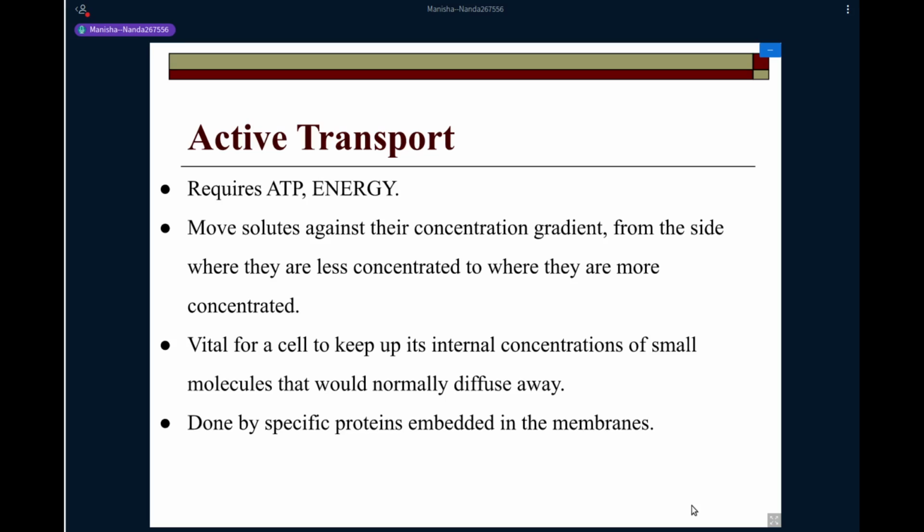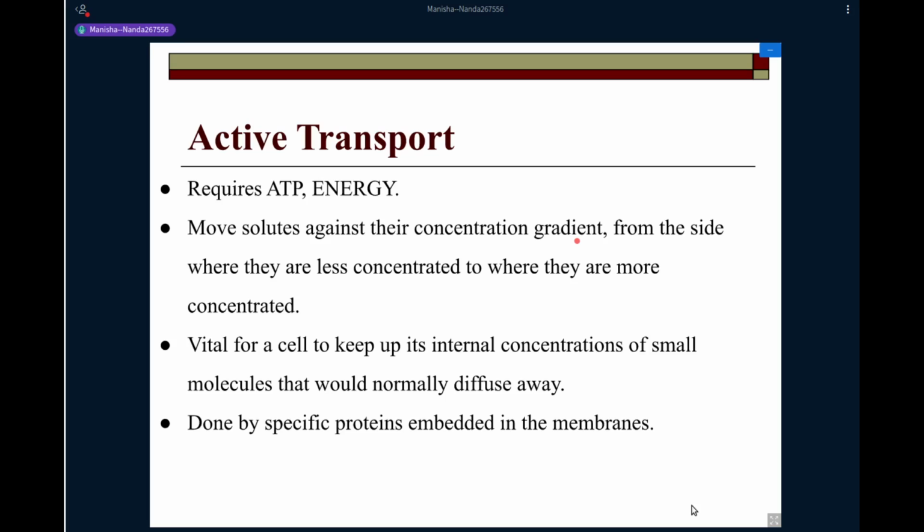Okay, let's move ahead. We have talked of passive transport in the previous class. Now, today we will be talking about active transport, and we have already discussed the major difference between active and passive transport. So the foremost difference that applies to active transport is that it requires ATP and energy.